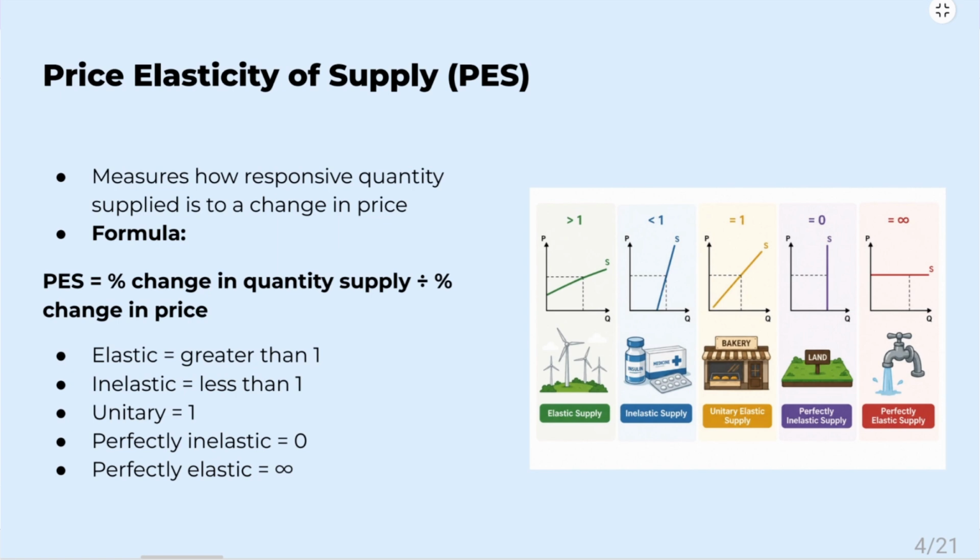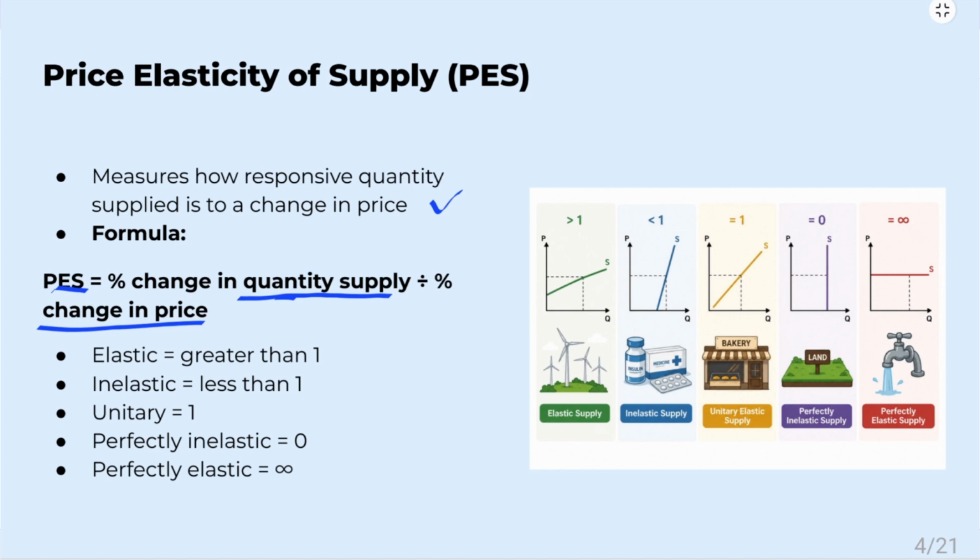supply. Price elasticity of supply measures how responsive quantity supplied is to a change in price. It shows whether producers can easily increase or decrease supply when prices change. Price elasticity of supply is calculated by dividing the percentage change in quantity supplied by the percentage change in price. The formula helps economists measure how strongly producers respond to price changes.